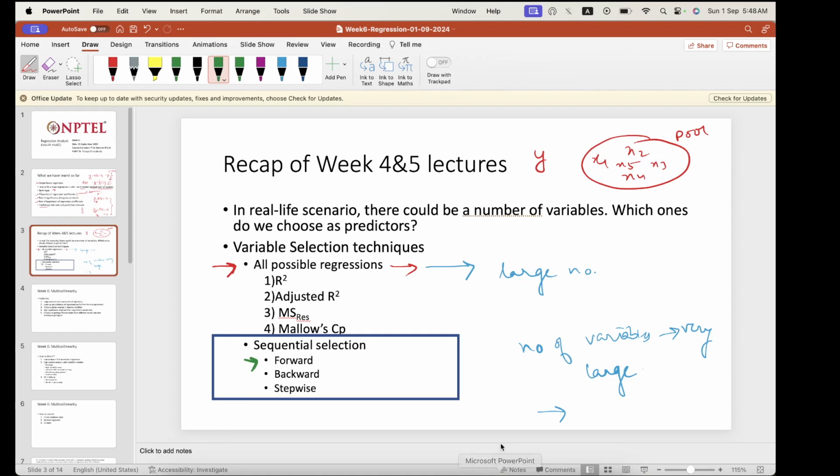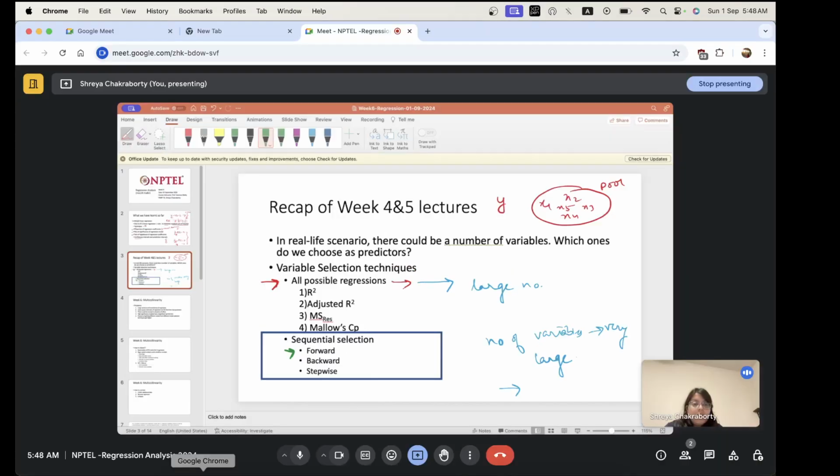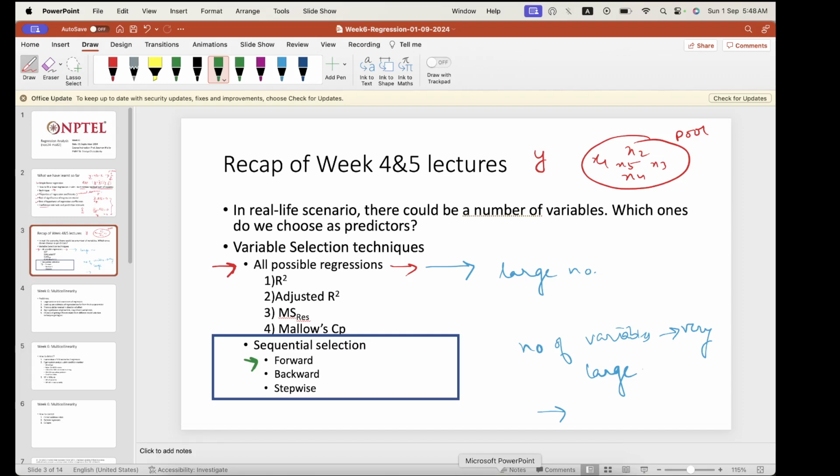So we were talking about sequential selection. It could be forward, it could be backward, it could be even stepwise. So what happens in stepwise regression is that we go back and forth.